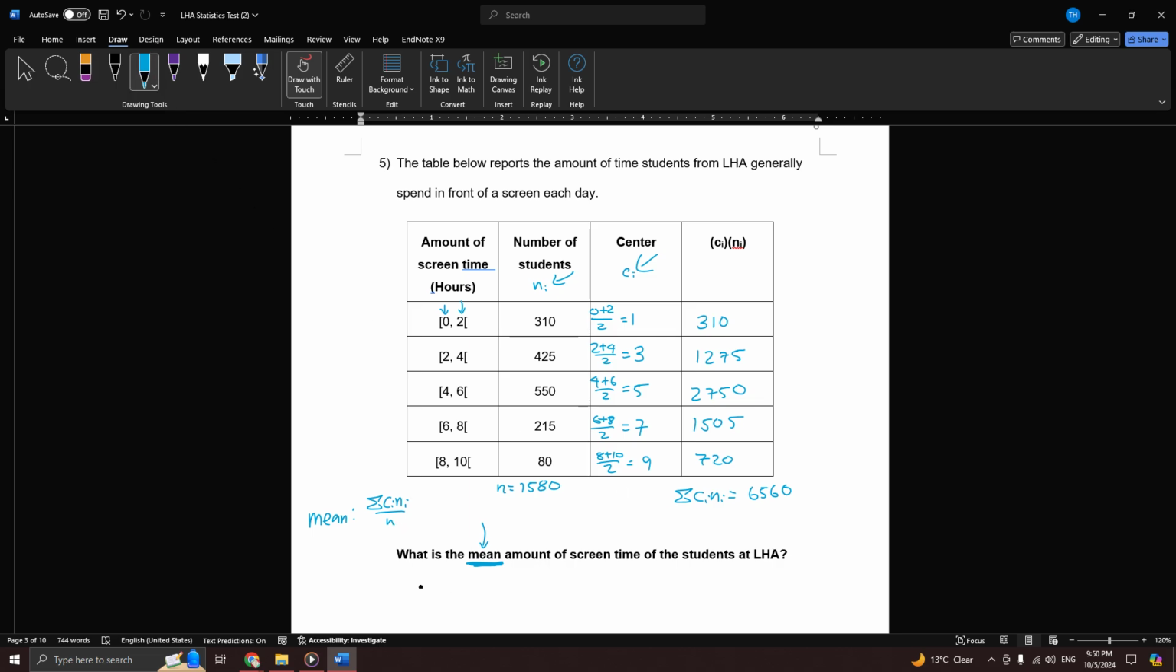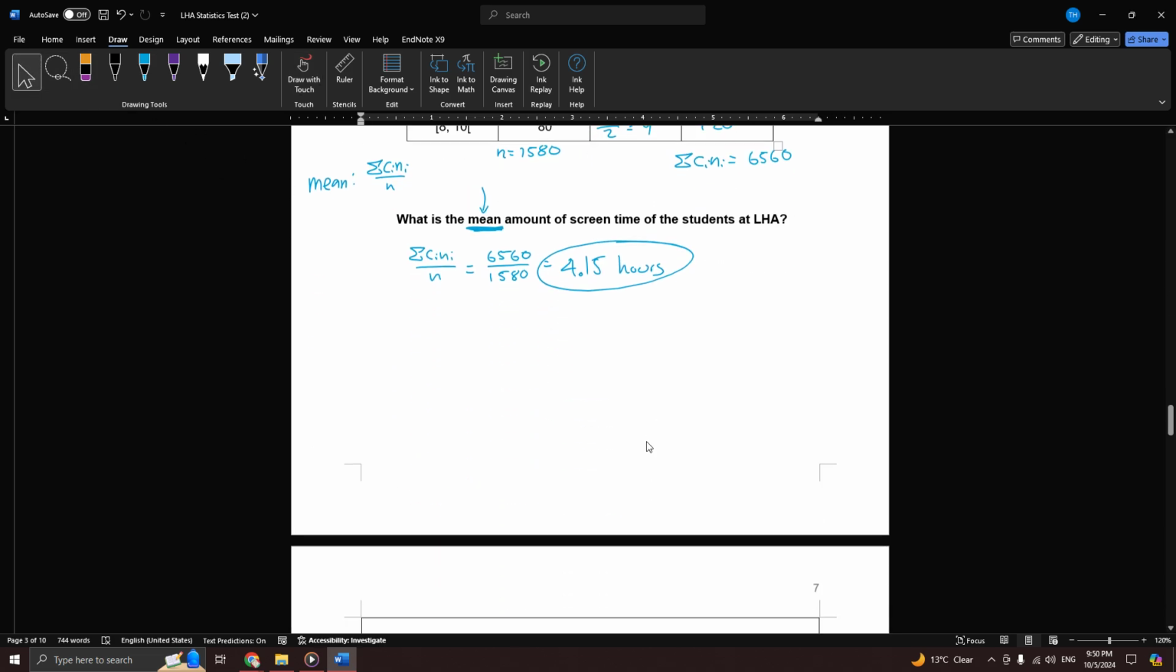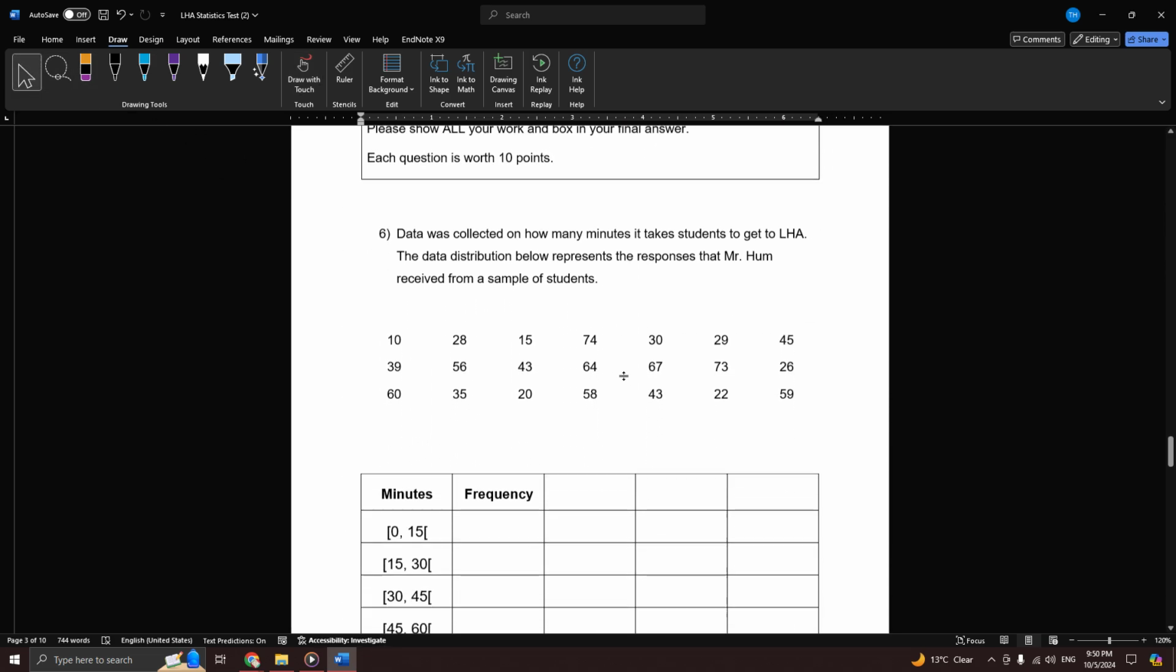So we get the sum of CI NI over n is 6,560 over 1,580. That's going to be 4.15. We're going to keep two numbers after the decimal. We're not going to round it. That's my answer. Now, moving onwards to part C.